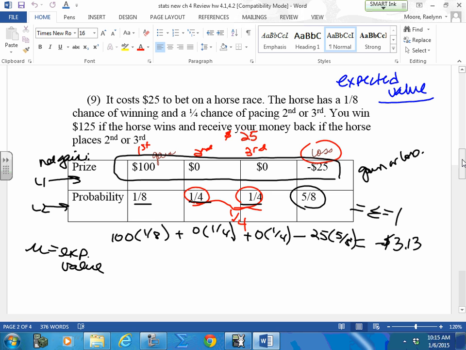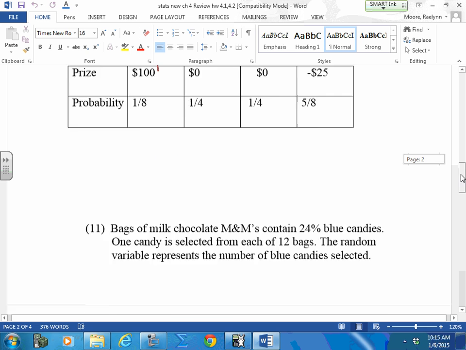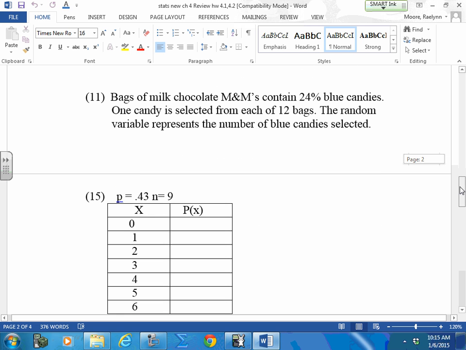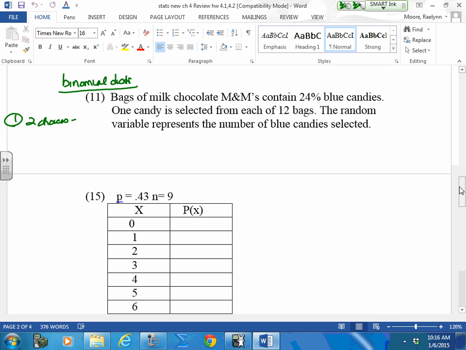Okay, moving on, I wanted to make a binomial distribution chart. Take a look at number 11. I just want to know if this is a binomial distribution or not. To be a binomial distribution, what are the four things that have to happen? To be binomial, what is bi? Two. So you have to have two choices, a success or a failure.